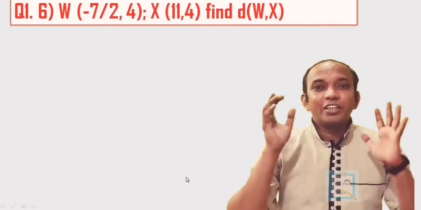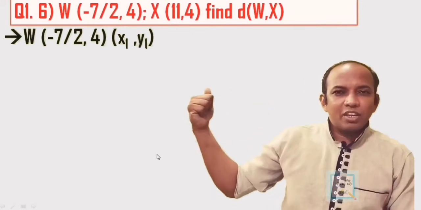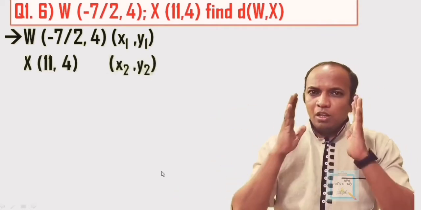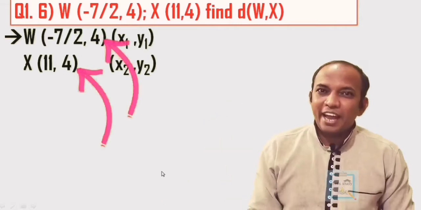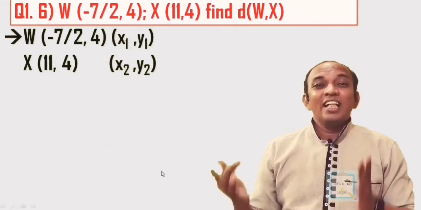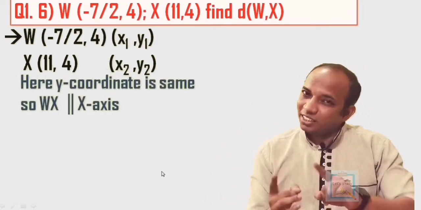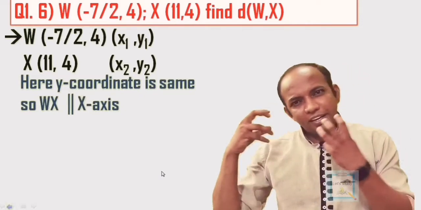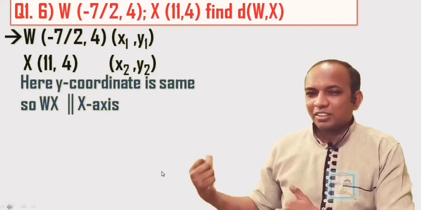So here we go with the next sum on the board. The question is, we need to find the distance between the point W and X. Here the coordinates of W are -7/2 and 4, and for X they are 11, 4. Have you observed something? Here the y coordinate of both the numbers is the same, and if the y coordinate is the same, that means that segment is of course parallel to the x axis. Isn't it right? Yes, that we have learned previously. So instead of solving this sum by distance formula, we can use that shortcut way to get the answer of this distance WX.